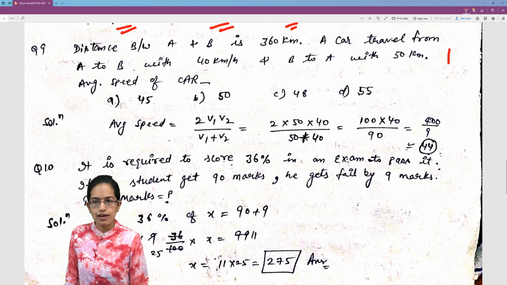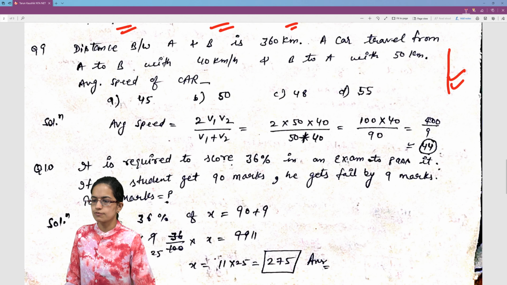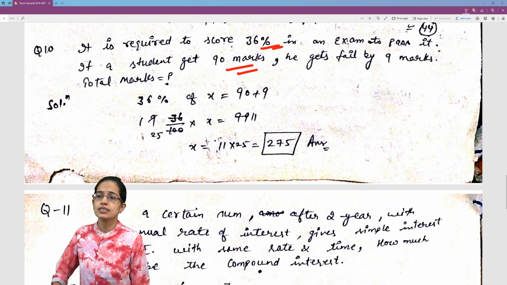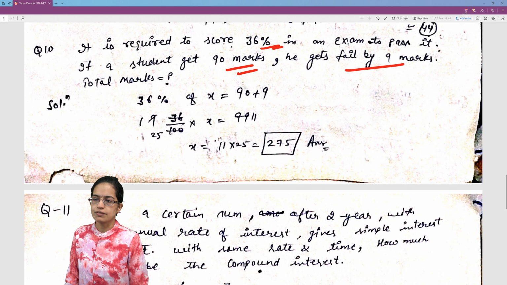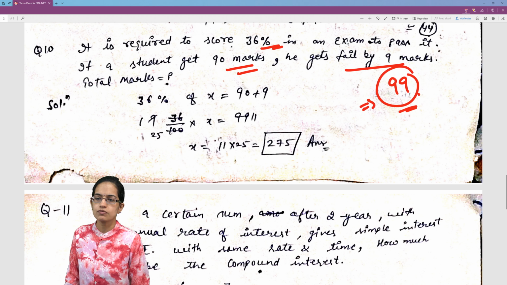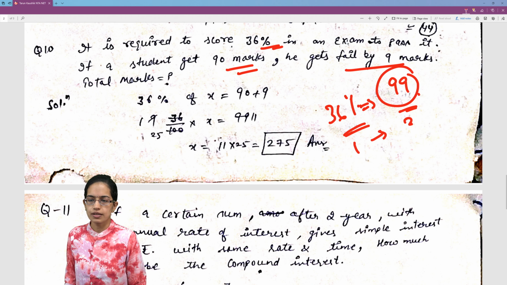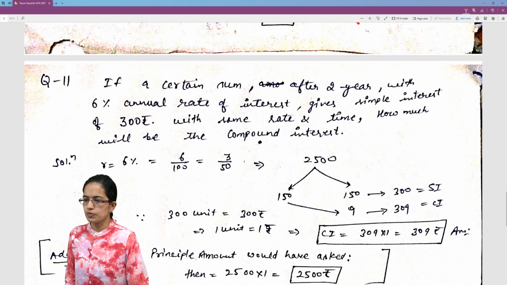Then speed and travel problems, again an important question that was asked. There was a question that it is required to score 36% in an exam to pass. If a student gets 90 marks and fails by 9 marks, that means 90 plus 9, that is 99, would be the passing marks, and this passing marks is equivalent to 36%. So how much are the aggregate marks you can calculate? Since 36% is equal to 99, apply the unitary method. So 99 by 36 into 100. Okay, so that's how you would solve it.